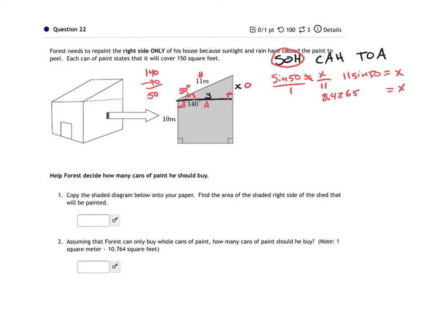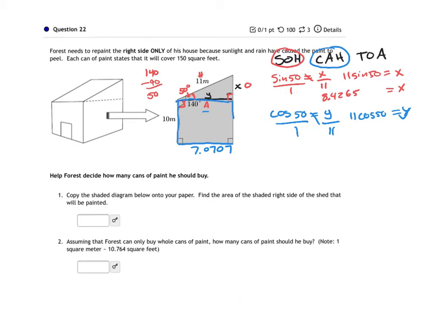So the next thing I'm going to want to do is find the adjacent side. Well, the adjacent side and the hypotenuse is cosine. So that means the cosine of 50 is equal to the adjacent side, which I'm calling y, over the hypotenuse, which is 11. Again, when I cross multiply, I get 11 times the cosine of 50 is equal to y. When you do that, you end up with something like, and I'm just going to write it down here because it's a little less messy, 7.0707.